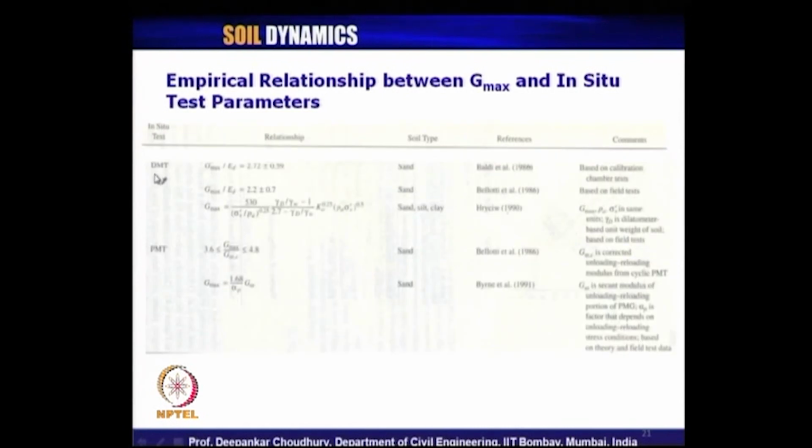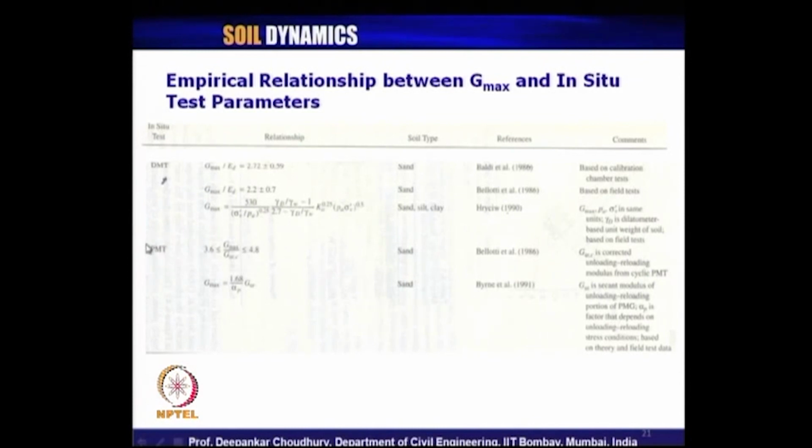Similarly, the use of DMT. What is DMT? Dilatometer test. The dilatometer test is a common field test for static determination of soil property, which can again be used to obtain the Gmax value from the ED value. For different sand or silt, different researchers have proposed how it can be computed, which are listed here.